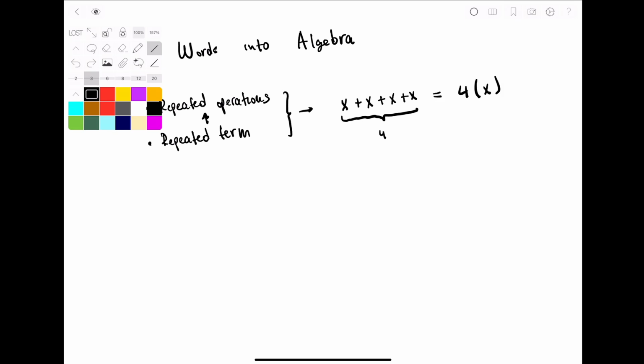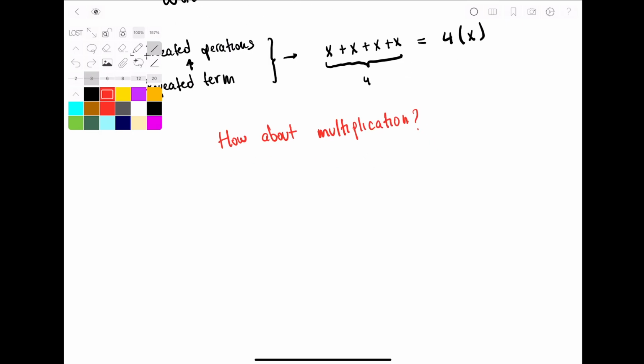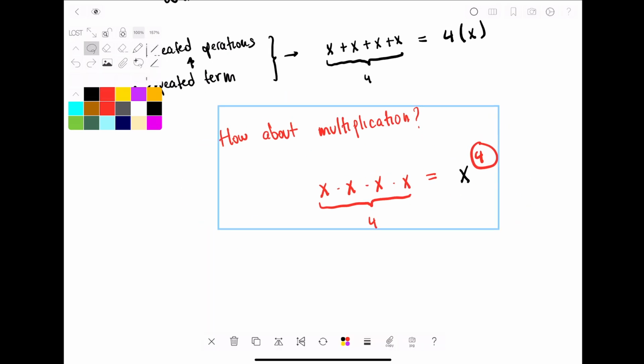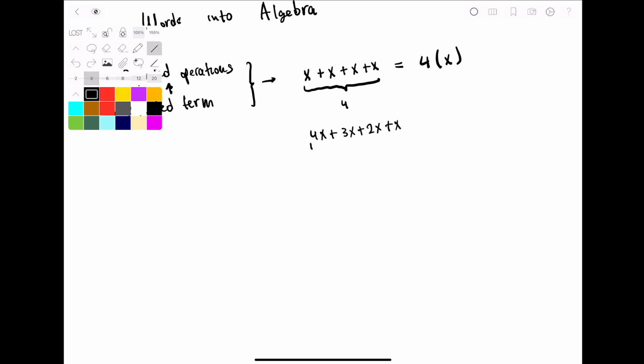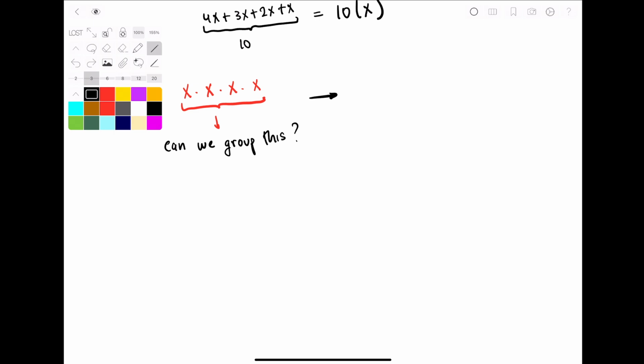But that begs the question, can we do the same with repeated multiplication? Can we group it? And what would we group it to? Well, the answer is with repeated multiplication, we group it into exponents. In fact, we can formalize this too. When we multiply repeatedly to the same term, the number of total multiplications can be grouped into the exponent. Let's use these examples to elaborate here.